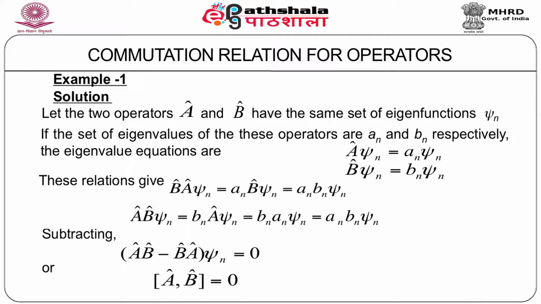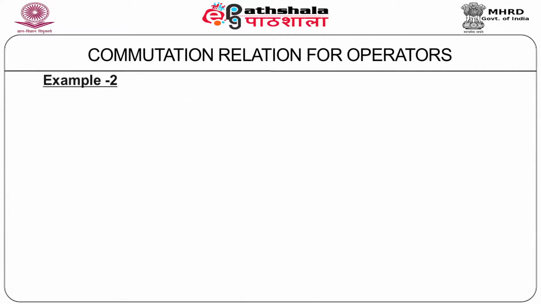I'm repeating this result because it is very important: if two operators have the same set of eigenfunctions, then these operators always commute. This is a very important result which will be used later on. And then let's come to the second example.